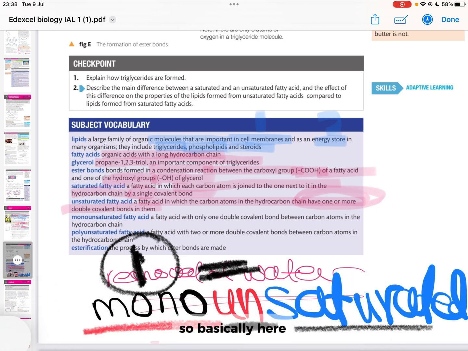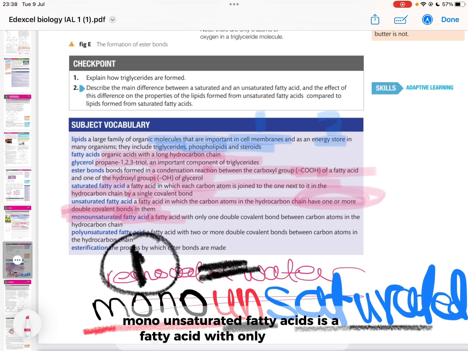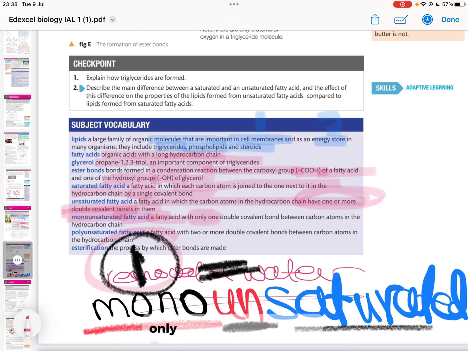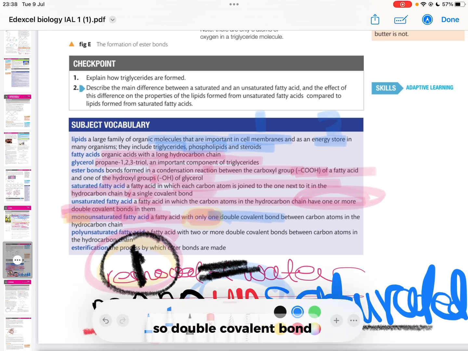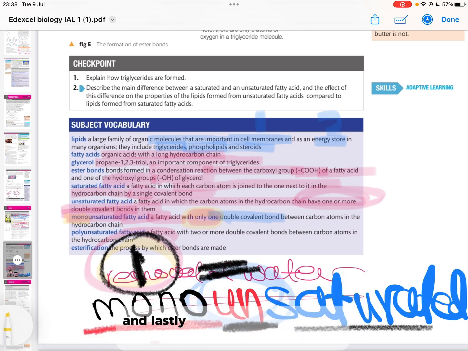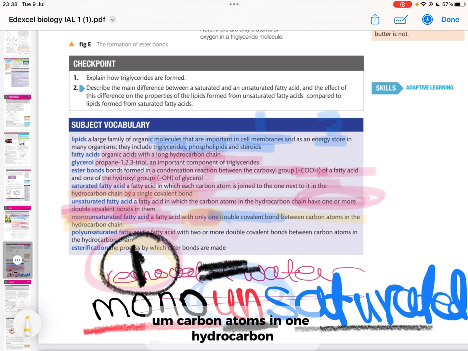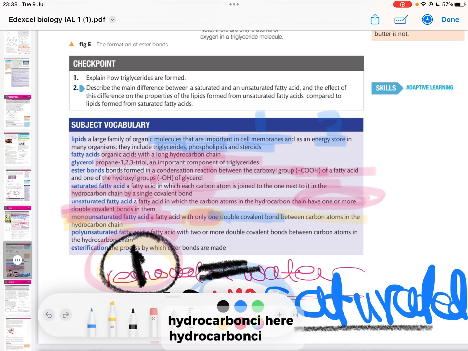So basically a monounsaturated fatty acid is a fatty acid with only one, which is from the word mono, double covalent bond, which is un, and lastly between carbon atoms in the hydrocarbon chain, which is here.